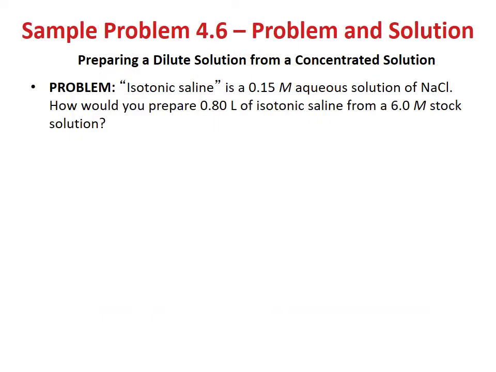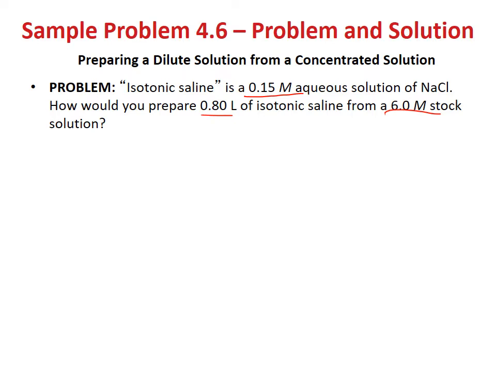Sample problem 4.6. Isotonic saline is a 0.15 molarity aqueous solution of sodium chloride. How would you prepare 0.8 liter of isotonic saline from a 6 molarity stock solution? This question gives you a concentrated solution molarity, 6 molarity, and we want to dilute to 0.15 molarity, volume 0.8 liter.